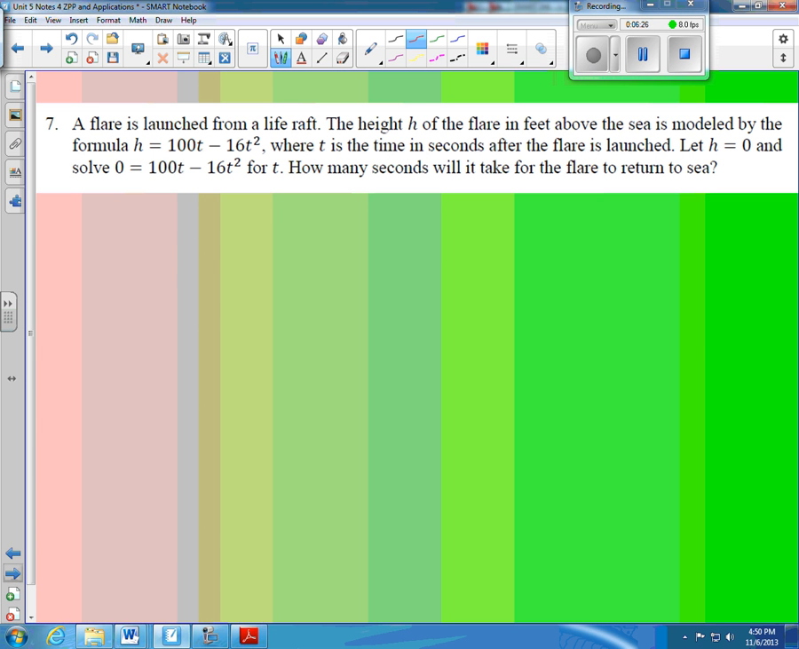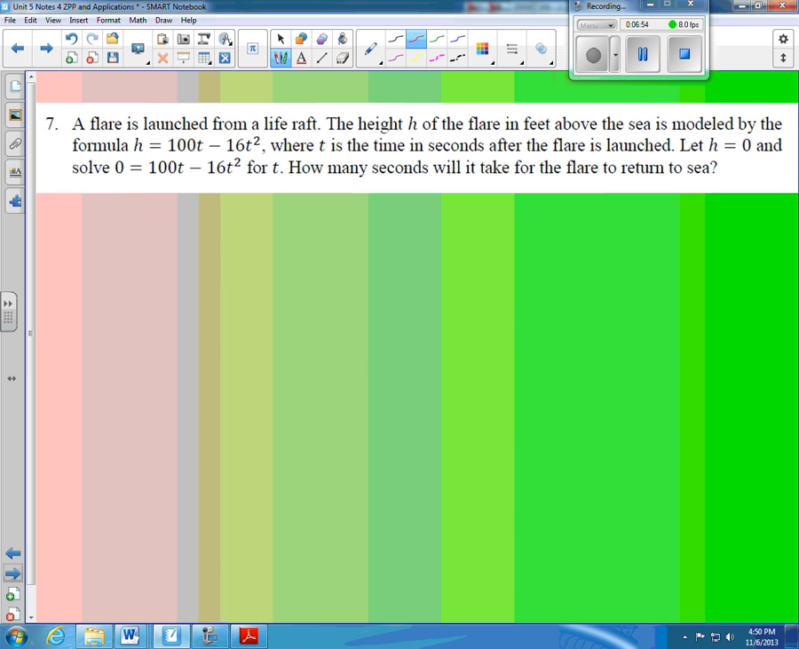All right, that's going to bring us here to a word problem with problem 7. 7 says, a flare is launched from a life raft. The height h of the flare in feet above the sea is modeled by the formula h equals 100t minus 16t squared, where t is the time in seconds after the flare is launched. Let h equal 0 and solve 0 equals 100t minus 16t squared for t. How many seconds will it take for the flare to return to sea?